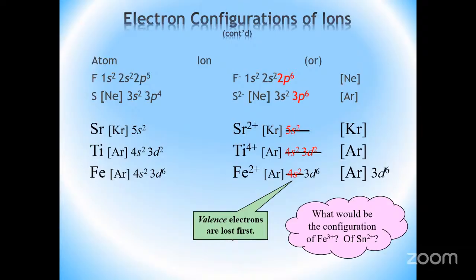So the electron configuration of Fe3+ would be [Ar] 3d5, right? And that's it. Now, in the case of the next question being asked here, tin 2+, we need the electron configuration of tin. What's the atomic number of tin?